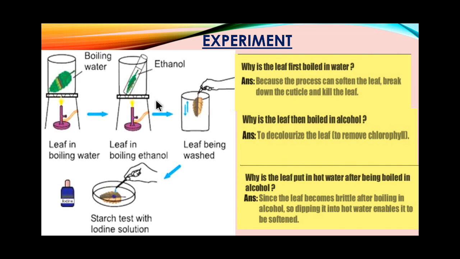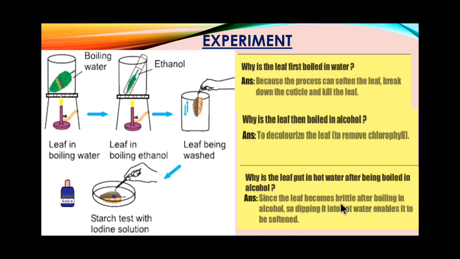So after this there is one question: what happens to the color of the leaf? The green leaf becomes colorless. Why? Because there is no chlorophyll present. Chlorophyll has been removed. Now what is the color of the solution? The color of this solution is green. Why? Because chlorophyll, responsible for the green color, gets dissolved in the alcohol, and thus the color of the alcohol turns green. Okay, now after this it is washed again, that is, it is put in hot water.